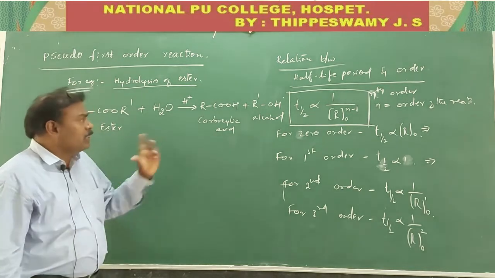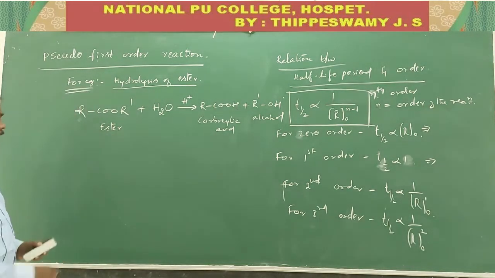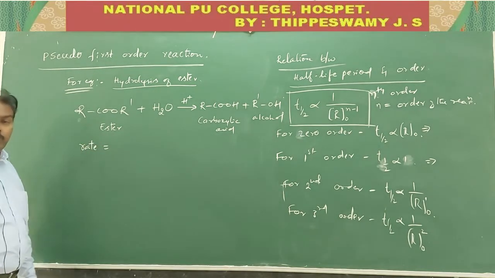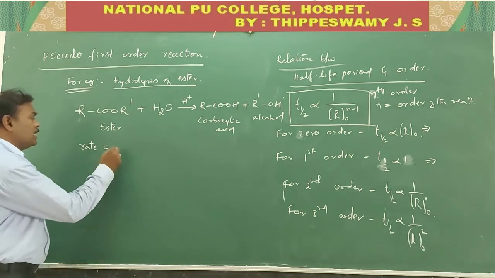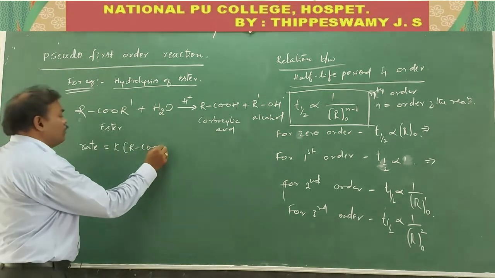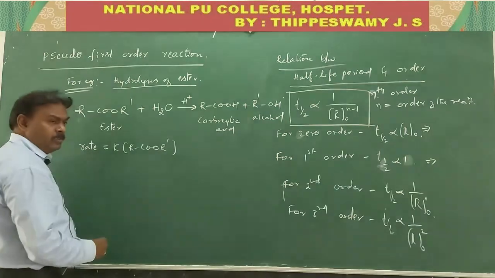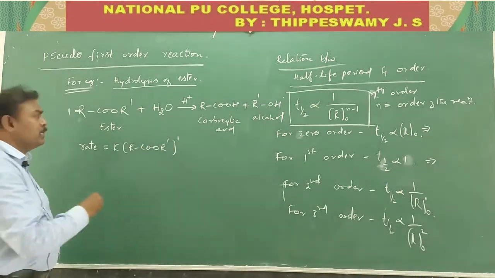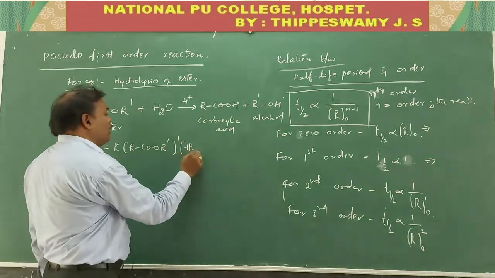Okay. Now here you see what I am reading. What is the rate equation for the reaction? Rate is equal to K into the molar concentration of RCOOR dash to the power 1. Here 1 mole of the ester we are taking. And the molar concentration of H2O to the power 1.